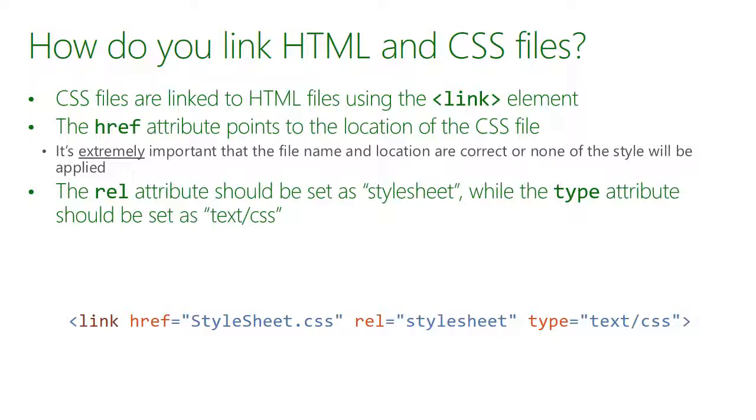So this page really just recaps the way of linking HTML and CSS files. Okay, so you can use the link element for linking them, and the href attribute points to the location of the CSS file. Okay, it's obviously important that the file name and location are correct, or none of the style will be applied. The rel attribute should be set as style sheet, while the type attribute should be set as text/css, okay, as you can see in the example below there.